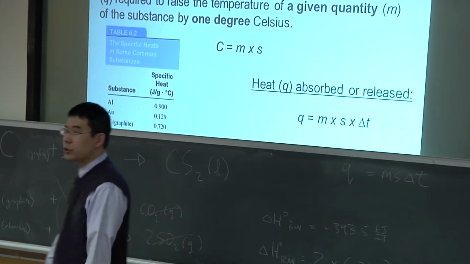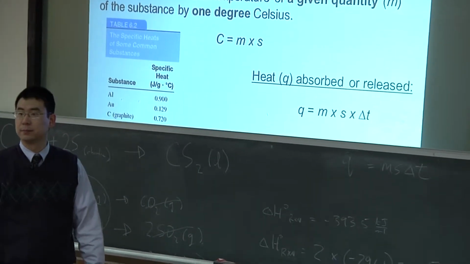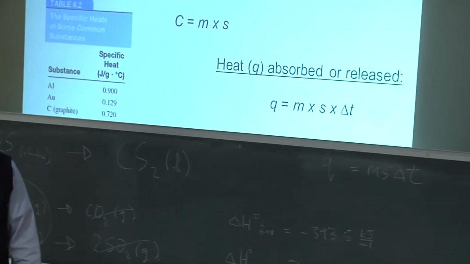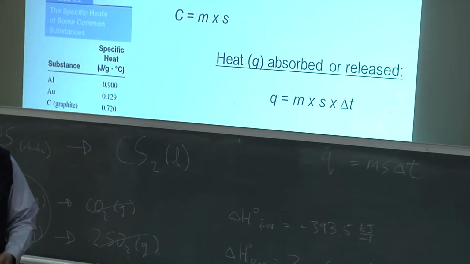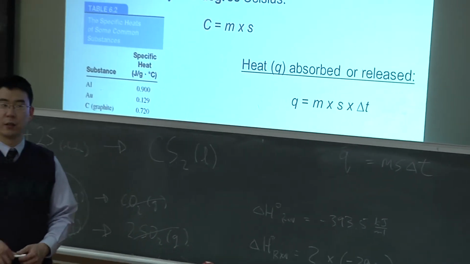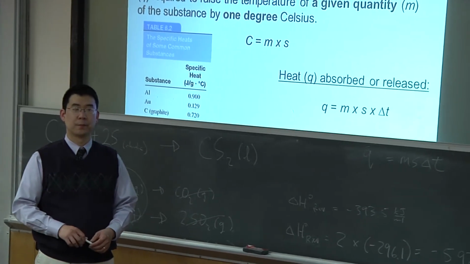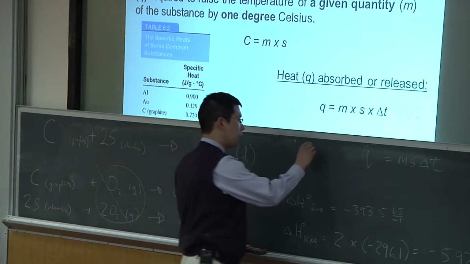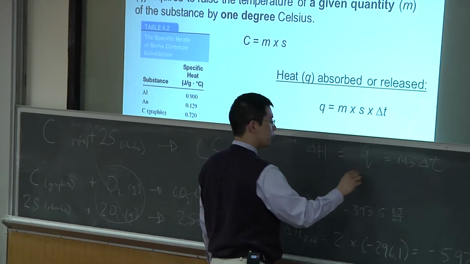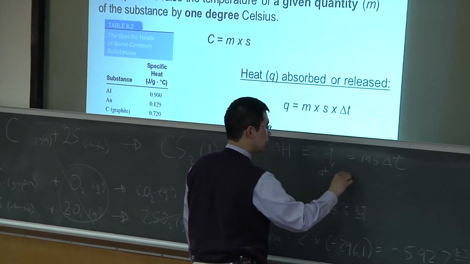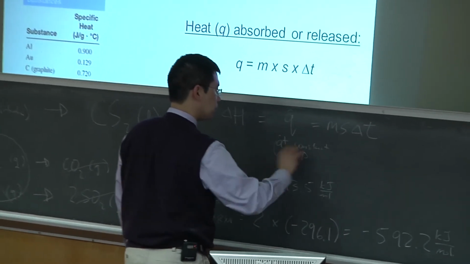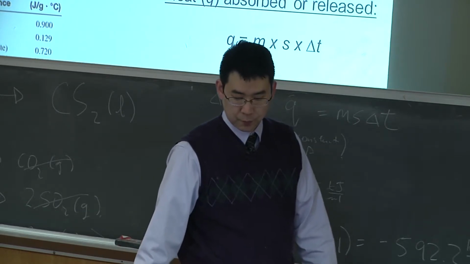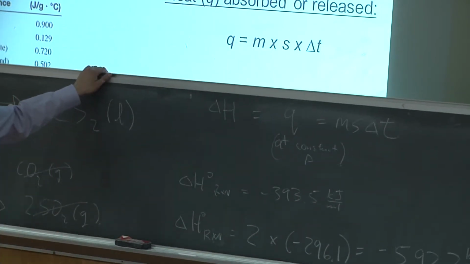And if you're at constant pressure, what's Q? Well, Q is heat, right? And there's a quantity that we've been looking at quite a bit recently that has something to do with heat at constant pressure, which is enthalpy, right? Delta H at constant pressure equals Q at constant P equals ms delta T, right? So here's a note.